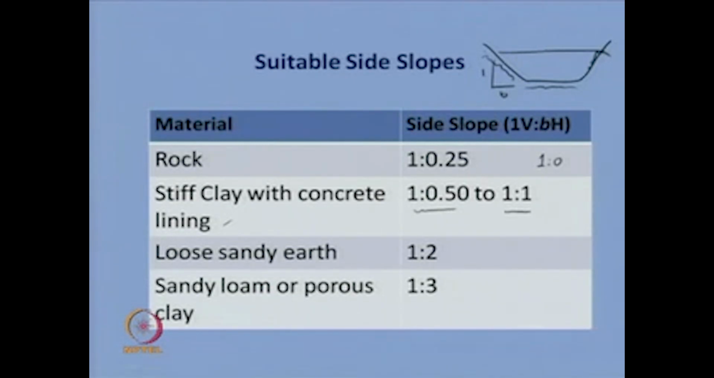So, based on materials as we mentioned earlier, you have to adopt the side slope. If you try to incorporate 1:1 for a sandy loam, you will see that the side slopes will collapse and your channel gets broken, means it fails. So, you cannot construct such types of channels. So, you have to see the material that is being adopted for channel design.